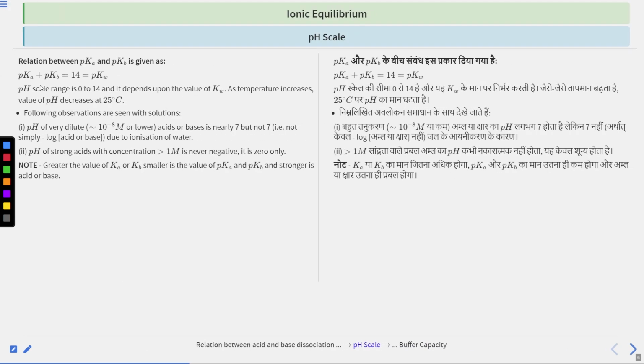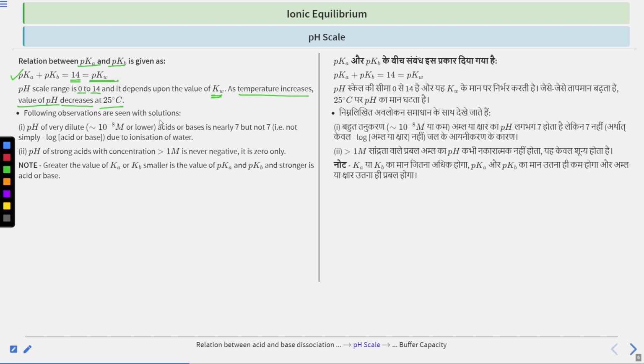The relationship between pKa and pKb is given as pKa plus pKb is equal to 14, which is equal to pKw. The pH scale range is 0 to 14 and it depends upon the value of Kw. So the pH scale measures the strength of acid or base in the range of 0 to 14 and it depends upon the value of Kw. As temperature increases, the value of pH decreases, at 25 degrees Celsius or room temperature.